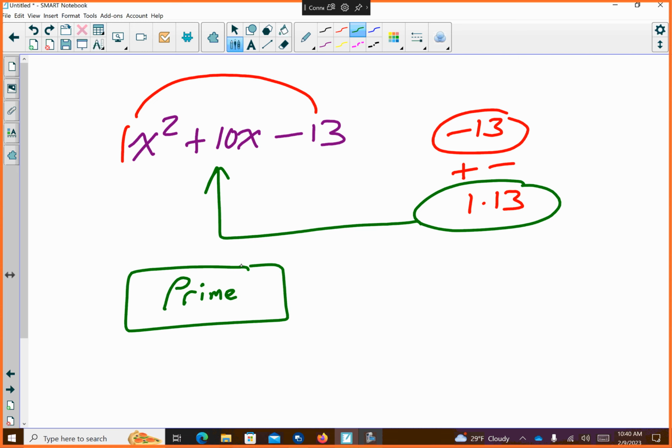It doesn't mean it doesn't exist. It exists because you have it written down in your paper. Okay? But this won't factor. And that's okay. That happens. So if you come across one that doesn't factor, just write the word prime.